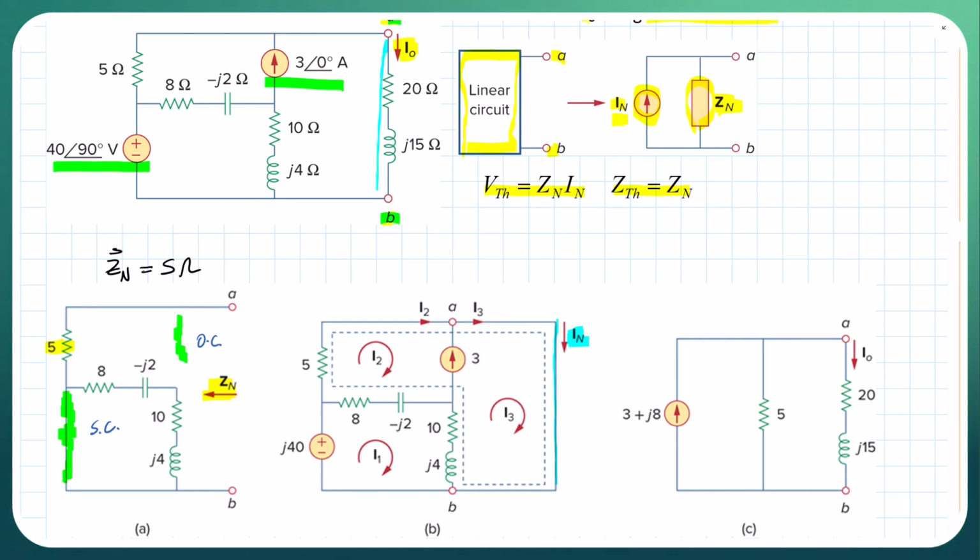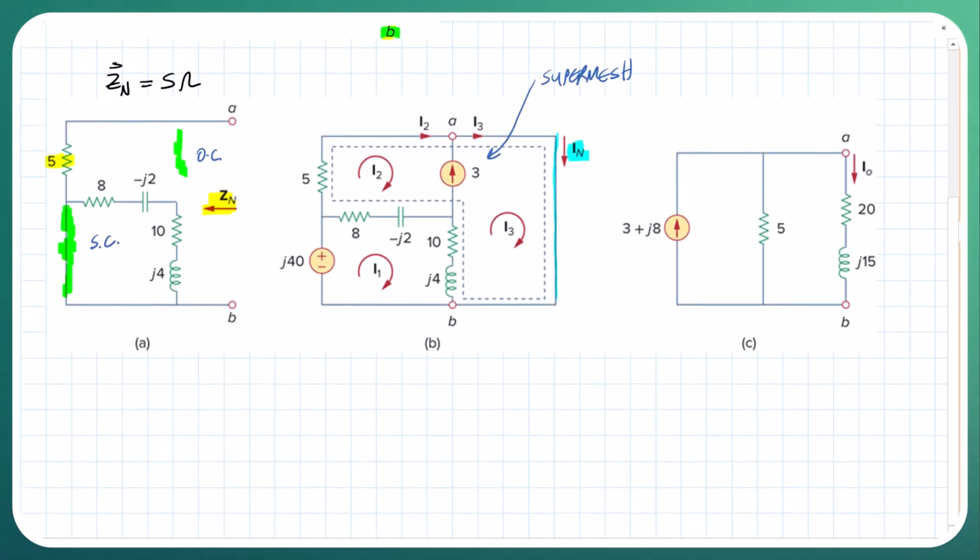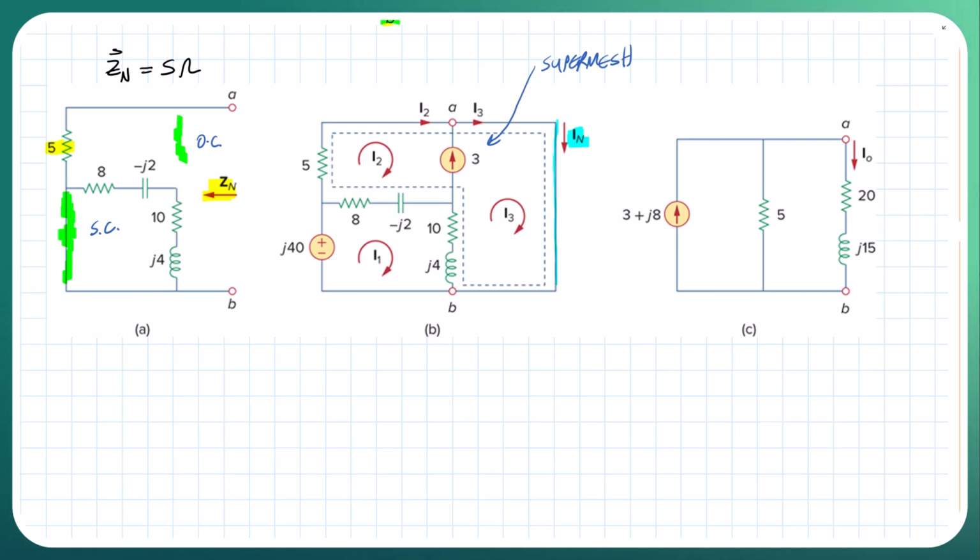So this is a super mesh. Let's go ahead and solve for this. For the second circuit, let's look at mesh 1. In mesh 1 we have minus J40, plus 18 plus J2.